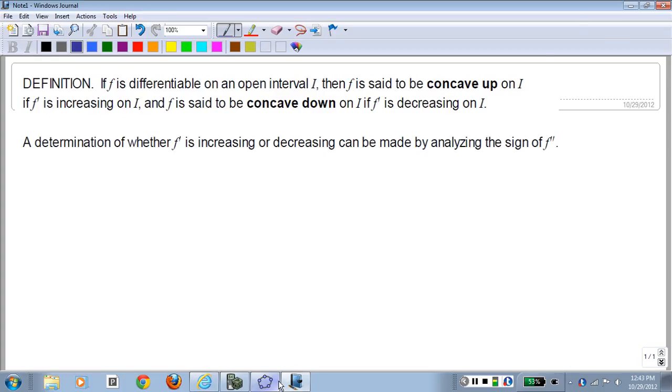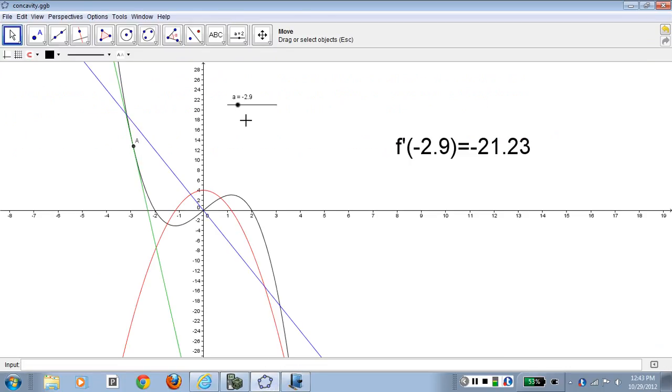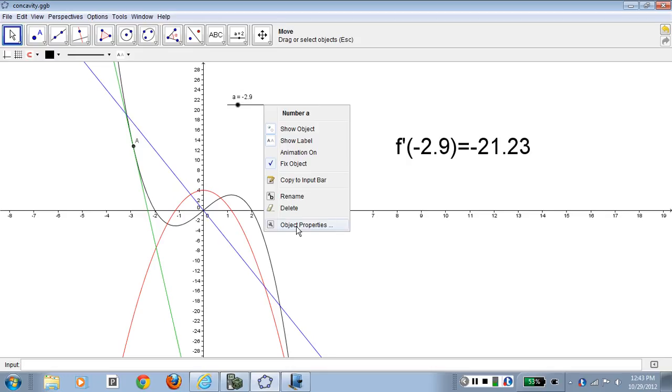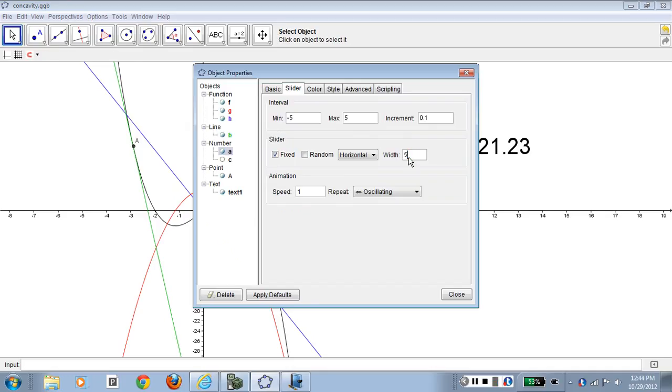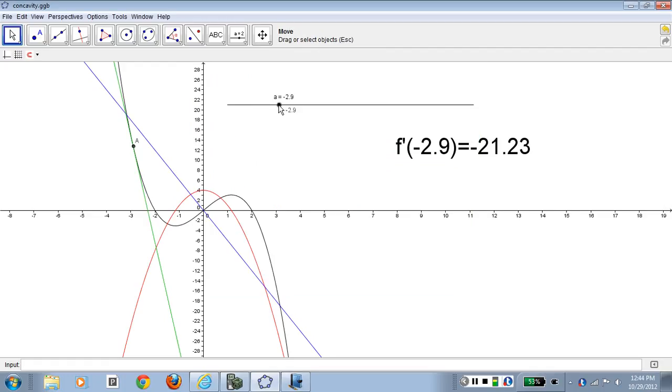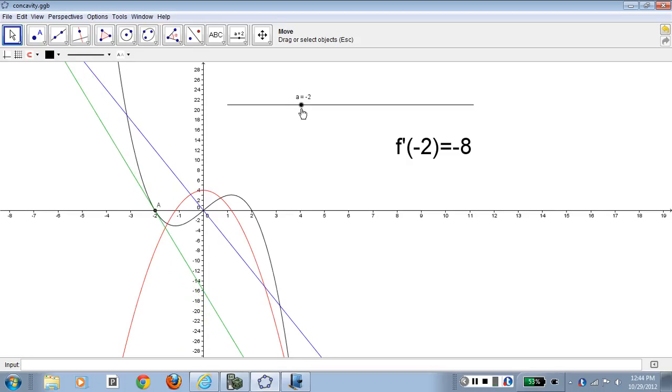So let's look at the function, and let's work our way from left to right and see if we can decide whether f prime is increasing or decreasing. So these are the values of f prime as we move the slider. I'll move it more slowly. There we go. As we go from left to right, negative 21.23, what's going to happen to that value? Is it increasing or is it decreasing? Increasing.